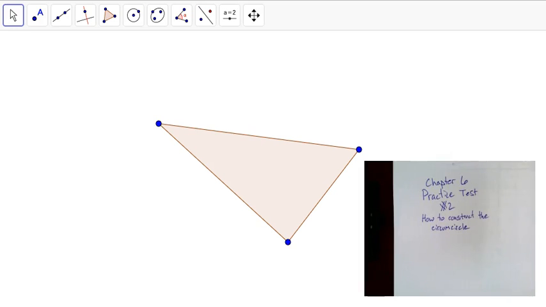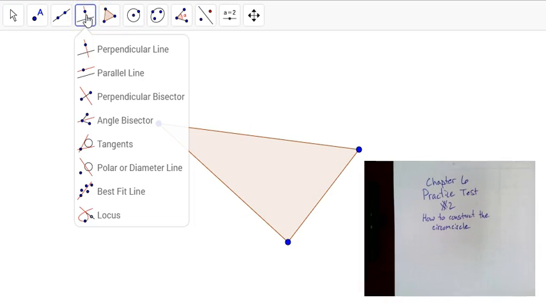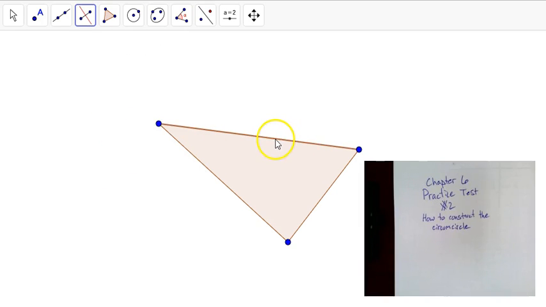The circumcenter is the place where the three perpendicular bisectors meet. So let's start over here. I've got a triangle here. And our first step is going to be to construct a perpendicular bisector. So let's see, yeah, here we go, perpendicular bisector. So there's one perpendicular bisector.